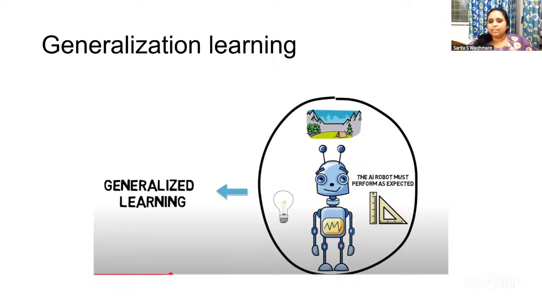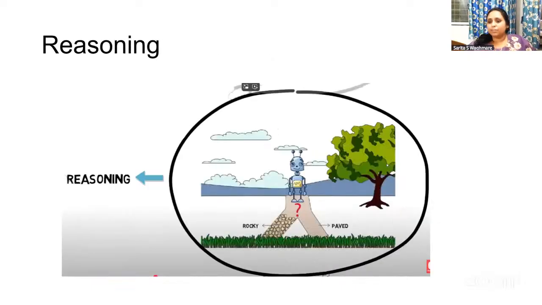Generalized learning is a must. For example, suppose we develop a robot and we want the robot to behave like a human. It should think, it should predict, and it can make decisions. The robot has to give decisions with respect to the appropriate situations. That is nothing but generalized learning. We are expecting the robot to give a decision as a human would.